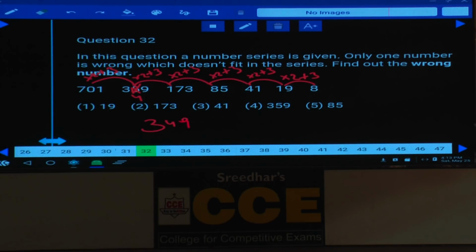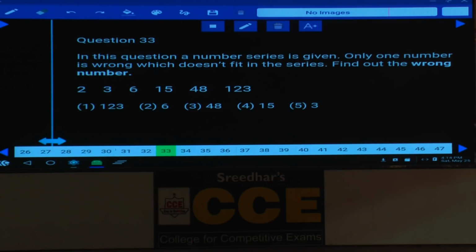Hence, whenever the numbers are in the decreasing order, we should always start in the reverse order only, because between addition and subtraction, addition is easier, and between multiplication and division, multiplication is easier. So for question 32, choice 359, choice 4.